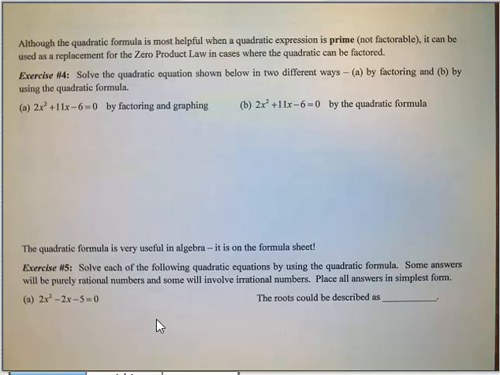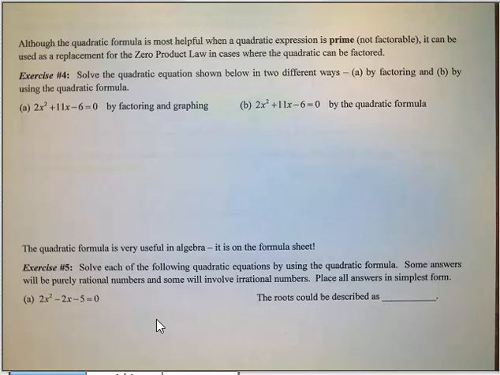Although the quadratic formula is most helpful when a quadratic expression is prime or not factorable, it can be used as a replacement for the zero product law in cases where the quadratic can be factored, and we talked about this. So solve the quadratic equation shown below in two different ways, A by factoring and B by the quadratic formula. So the first one we're going to do by factoring and graphing, and then in part B, we'll do it by quadratic formula.